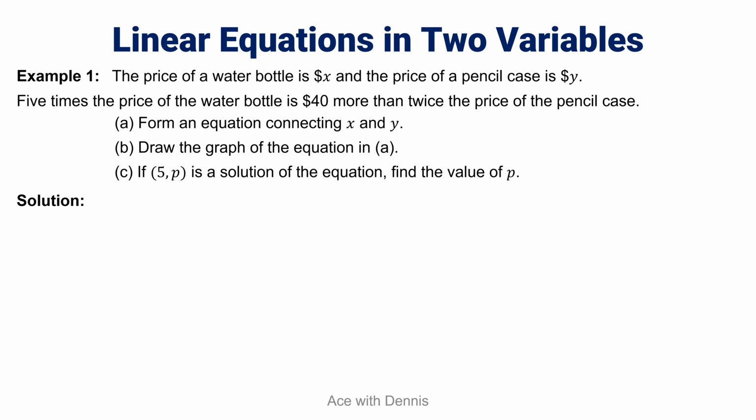So here is the solution. For A, to form the equation connecting x and y, we have to translate the information from the question into a mathematical equation. So the keyword, 5 times the price of the water bottle, we can write as 5x, where x is the price of the water bottle.